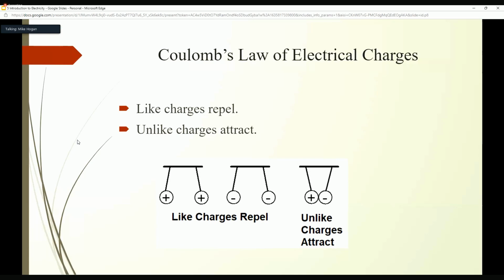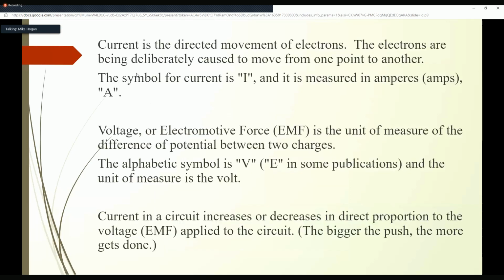When we think about Coulomb's law, that's really what we're talking about: understanding these charges and the makeup of that atom and those electrons, and how they will act with those forces at play.